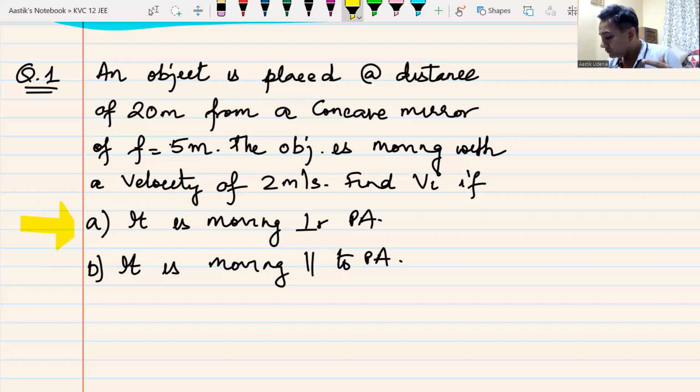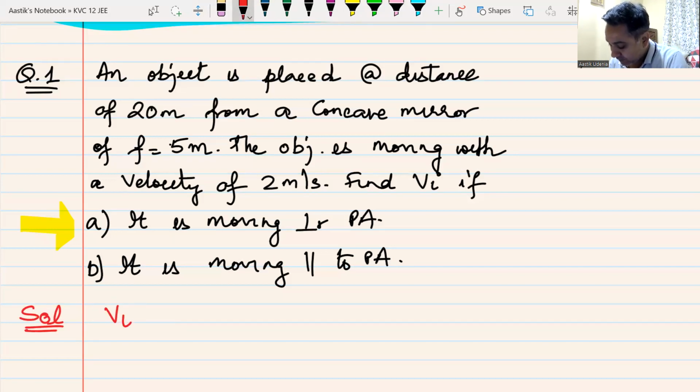It is moving perpendicular to principal axis. Let us first discuss this. Now, when it's moving perpendicular to principal axis, my dear friend, what is the formula for velocity of image? Tell me. Fatafat. Minus v/u into v0, the velocity of the object. See, now that is what I say, hard work and smart hard work. Remember, you'll have to do hard work but smartly.